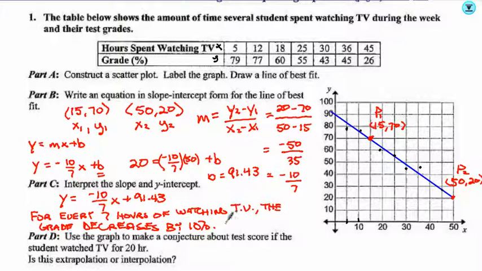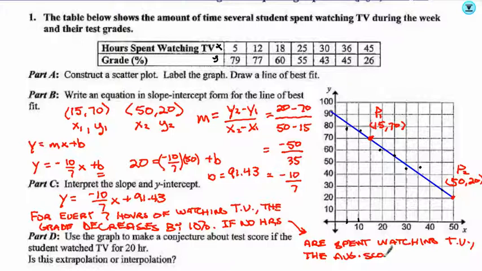Okay, if you didn't watch TV, if no hours are spent watching TV, the average score is 91.43%. Okay.